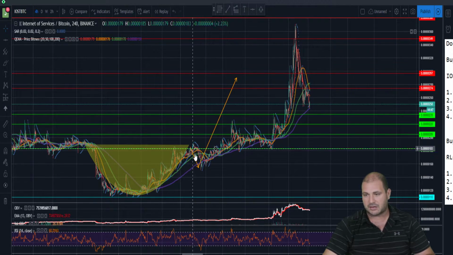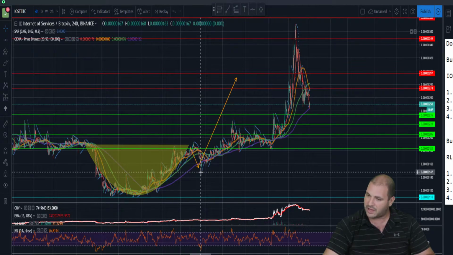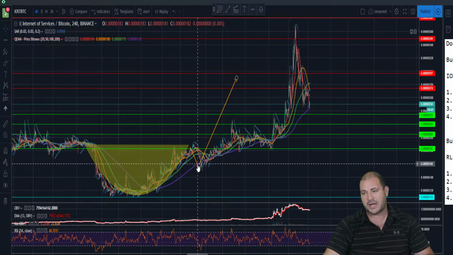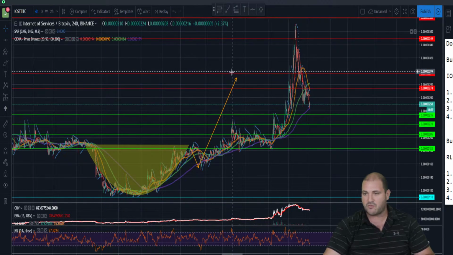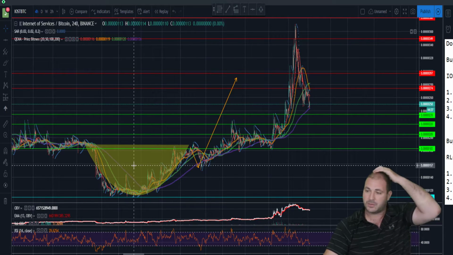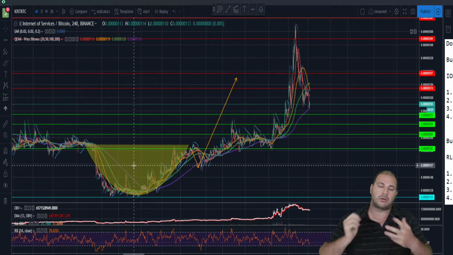So we see that cup, nice cup, and then we see the handle come. Usually when we see that, we buy at the bottom of that handle or a little bit above that, and we usually see it move up at least the height of the cup. Now, getting back onto dollar cost averaging.